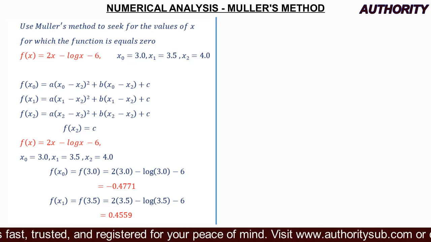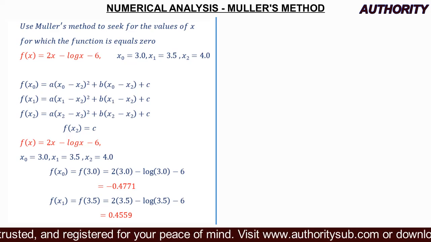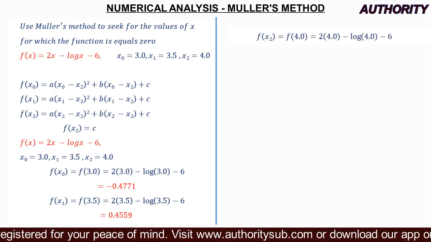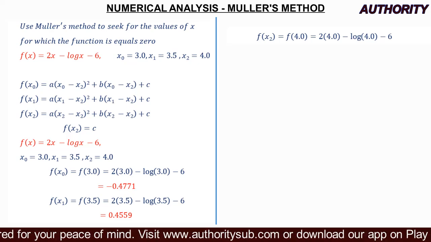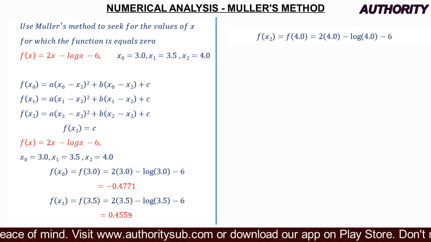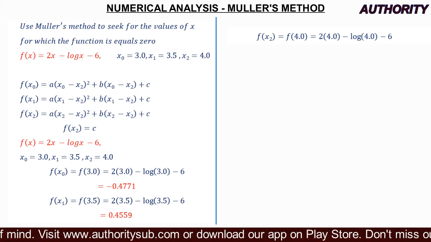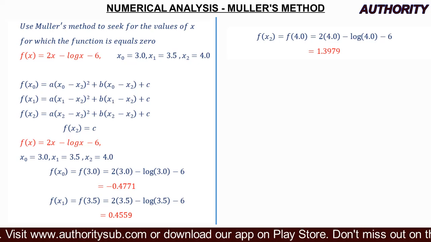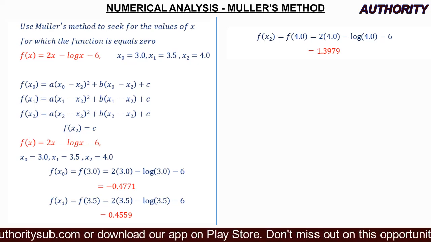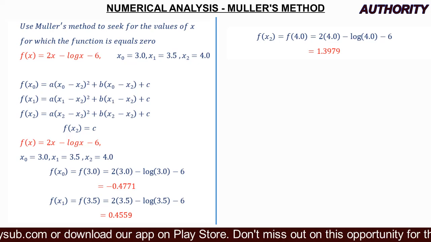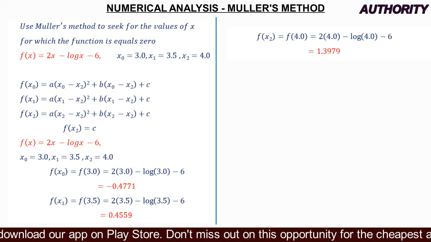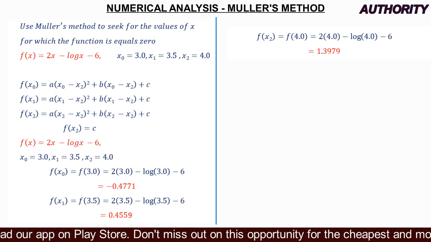Lastly, let's evaluate f of x2. We know that x2 is 4, and our function f of x is 2x minus log x minus 6. So f of x2 is f of 4.0. That means we're going to have 2 open bracket 4.0 minus log 4.0 minus 6. When we evaluate this, we are going to see that f of x2 is 1.3979. Good.